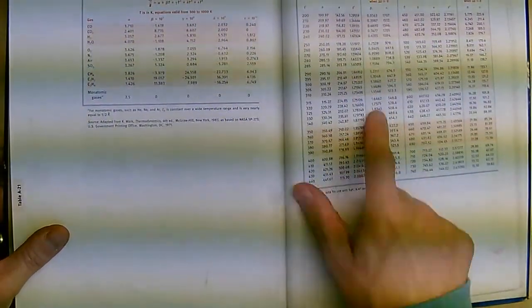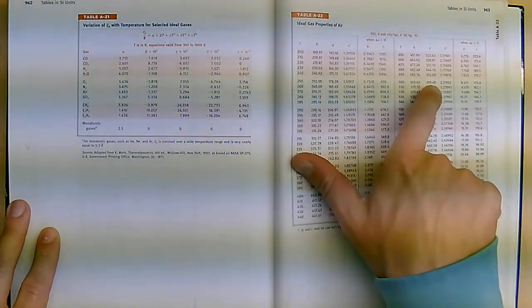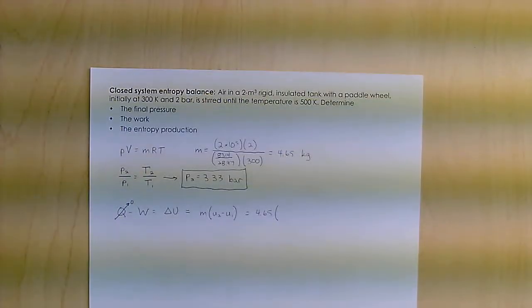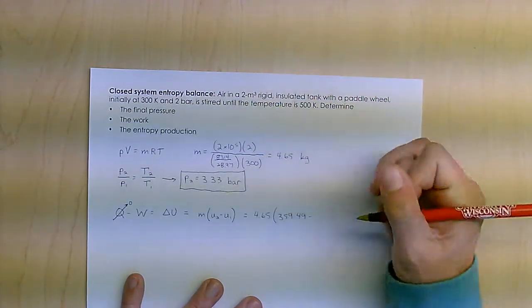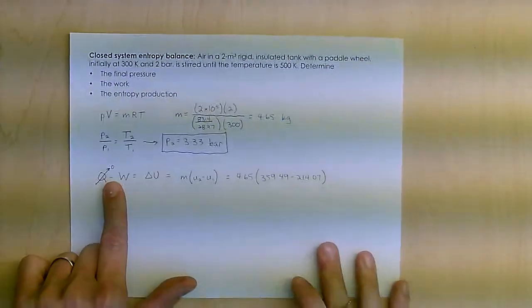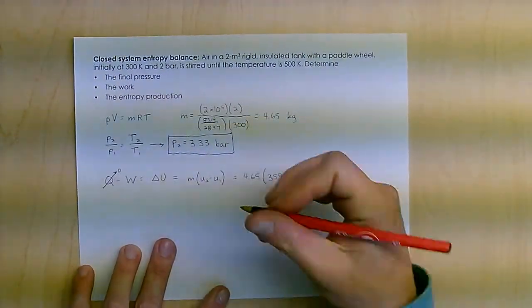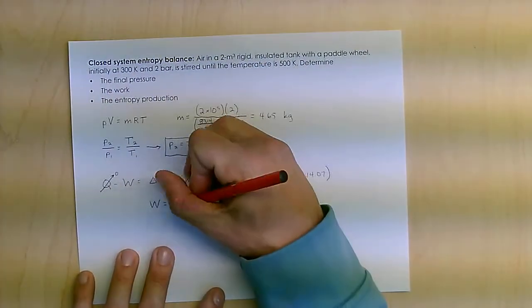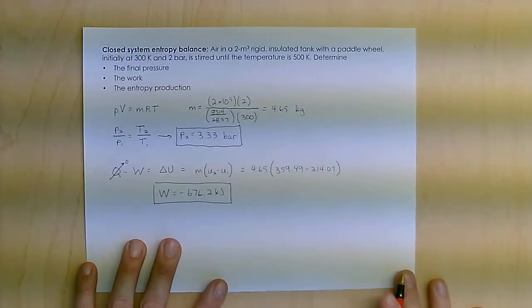So I go into my table. At 500 Kelvin, U is 359.49, and at 300 Kelvin, U is 214.07. So I can jot those down: 359.49 minus 214.07. Again, I've got this minus sign over here, so when I do this subtraction, I actually have to flip these anyway. I get a work that's going to be negative 676.2 kilojoules. So that is the work that's being done here.